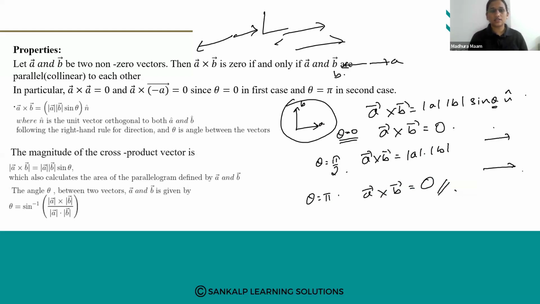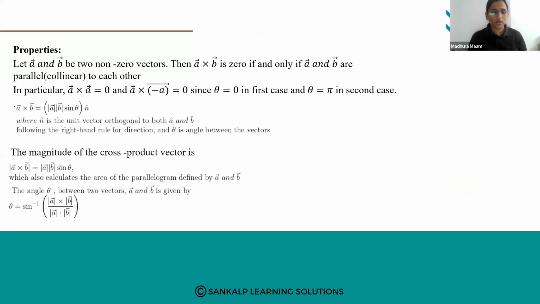So these are certain cases. Now, what is the meaning of theta being 0? If this is vector A and this is vector B, there is no angle defined between them. We can say that they are parallel. So if they are perpendicular, the dot product is 0. Here, if they are parallel, the cross product is 0.